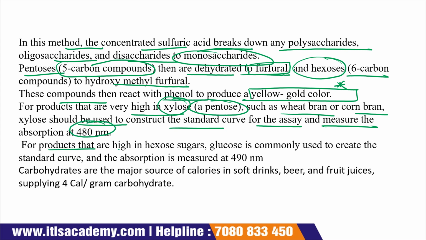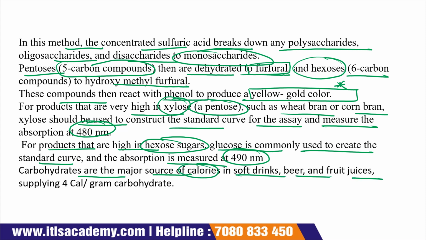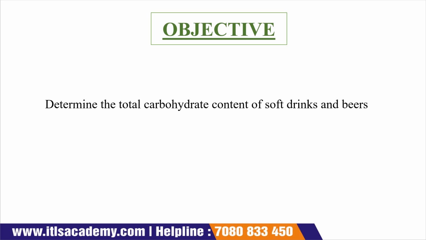For products that are high in hexose sugar, glucose is used to create the standard curve, and the absorption is measured at 490 nanometers. Carbohydrates are the major source of calories in soft drinks, beers, and fruit juices, and they supply 4 kilocalories per gram. Okay, now come to the next slide.